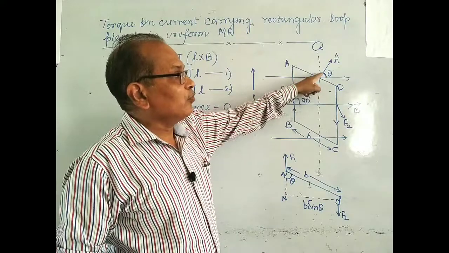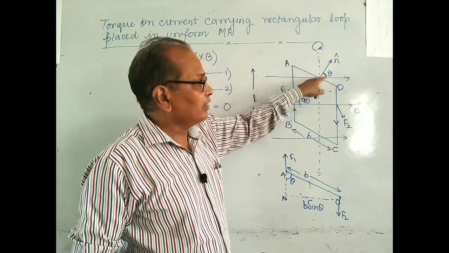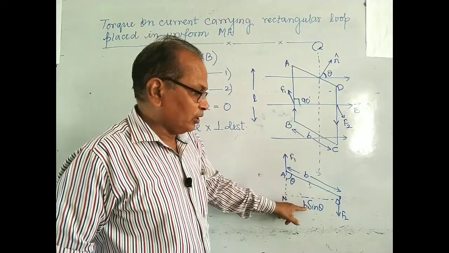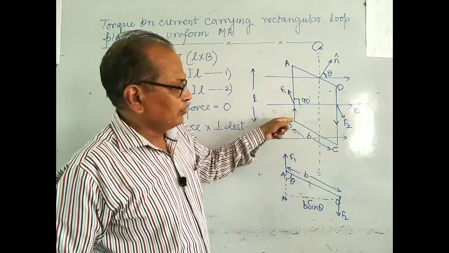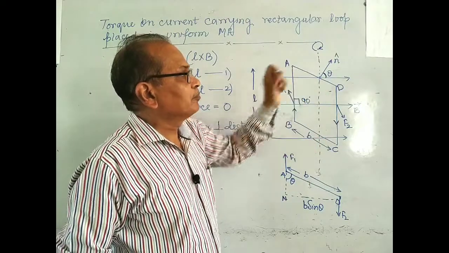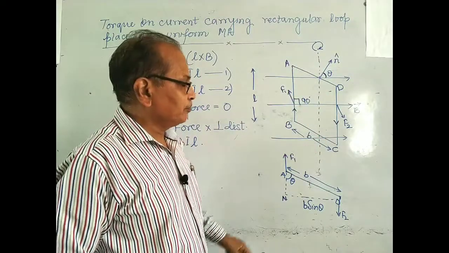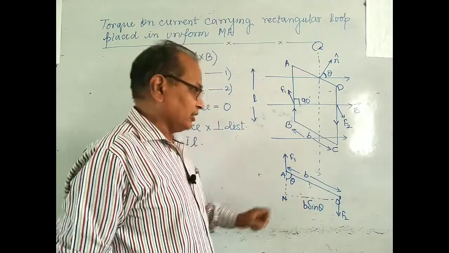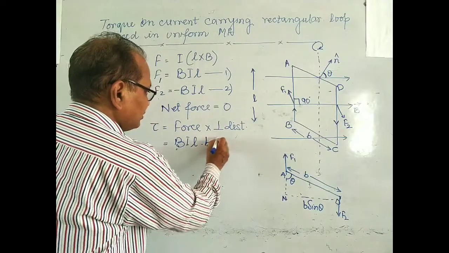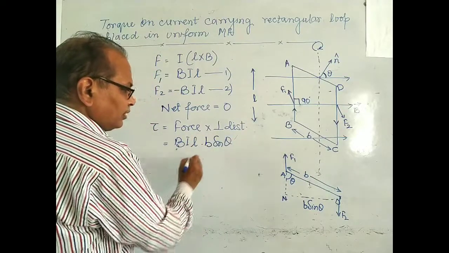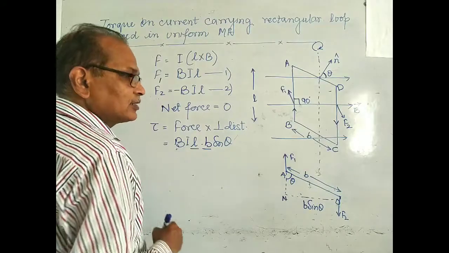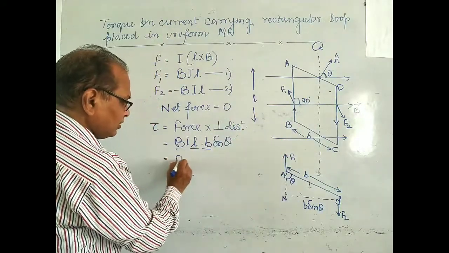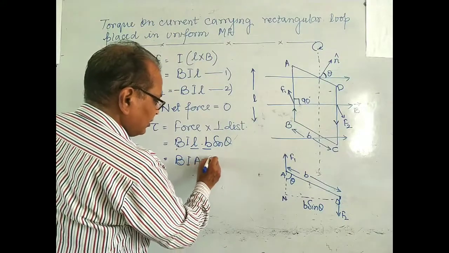Theta is the angle formed between the normal of this plane and the magnetic line. So this angle is theta. For the perpendicular distance, this is B, this is B, this complete is B. Therefore, this perpendicular distance will be B sin theta. B sin theta. It is length into breadth. It is the area of this rectangular coil. You can write it as BIA sin theta.